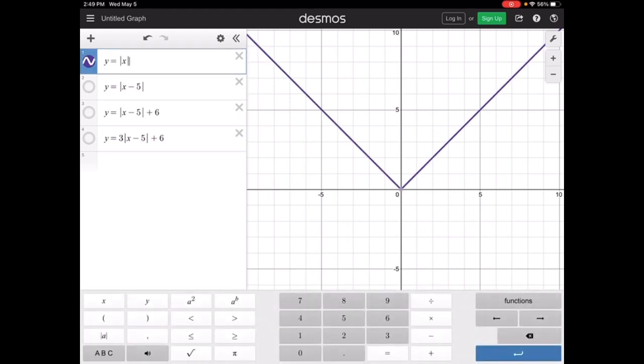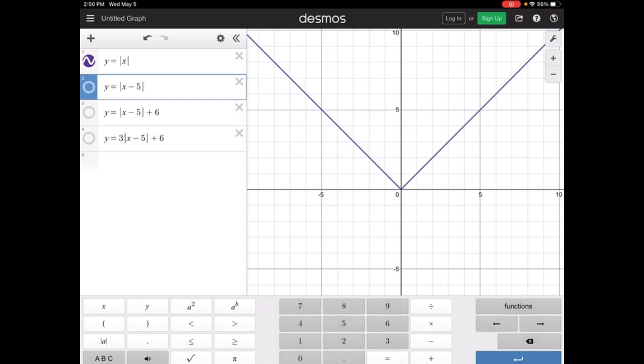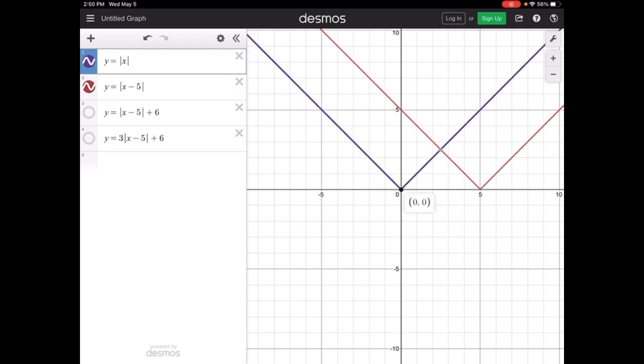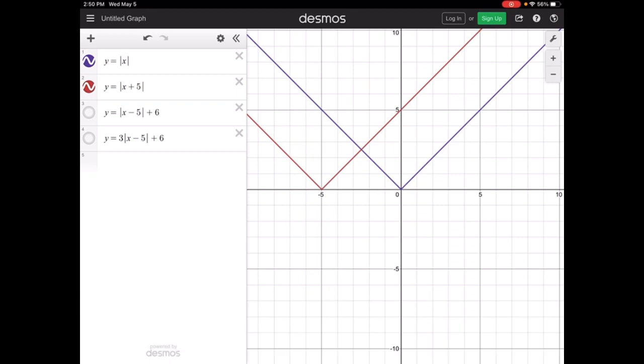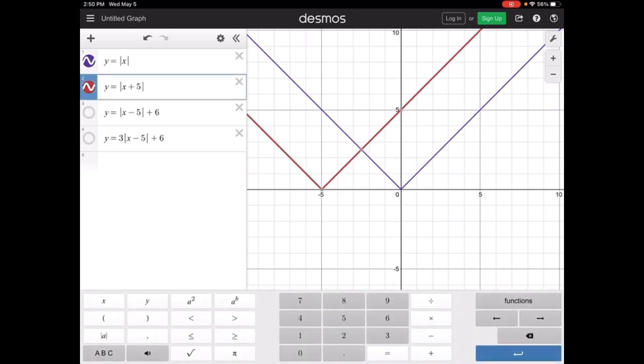So if we have the absolute value of x, this is the parent function for absolute value. So if we have that, and then we add a number, we have x minus 5 in our absolute value brackets. So if we do that, and we add this graph, you'll notice that the vertex goes from 0, 0 to 5, 0. If I had plus 5 here, you'll notice that it actually shifts left 5 units. So this is our left or right shift from our h value.